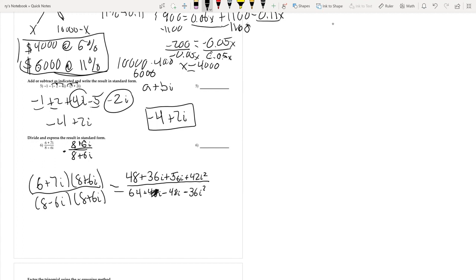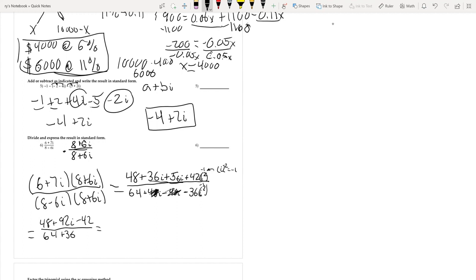So my 48i's cancel. That should happen every time on your bottom. If that doesn't, check your work. You might have messed something up. And then remember that i squared is equal to -1. So I'm going to replace this with a -1, replace this with a -1. And if I combine my 36i and my 56i on the top, I get 48 plus 92i minus 42 all over 64 plus 36.